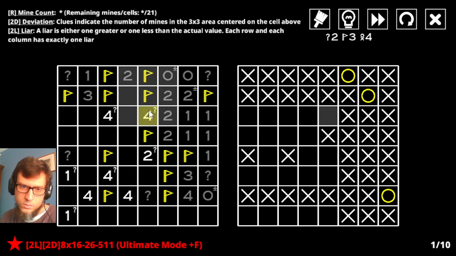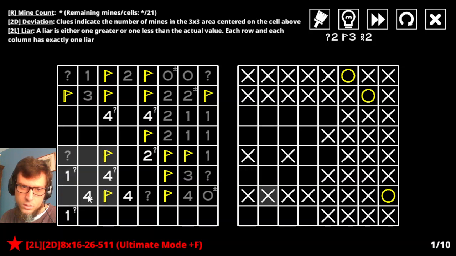Wait, this already has 2. So if this one is honest, that forces him to be a liar. And that means they both can't be honest. So, rip. Okay. That doesn't say much, does it? No. Okay. Now, I guess if there's a situation where this is a mine and both of these ones are honest, then we have a problem. But I guess there's not going to be a situation where that's going to show up, I don't think. So I don't know if we can do anything with that.